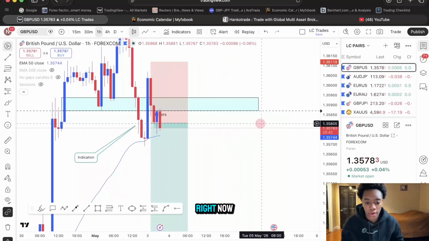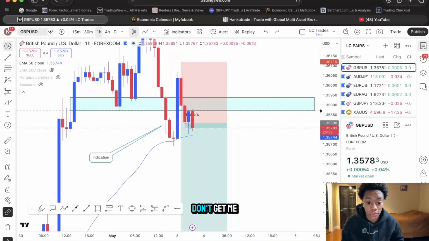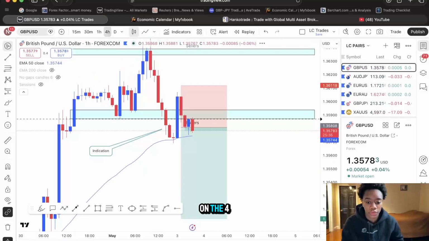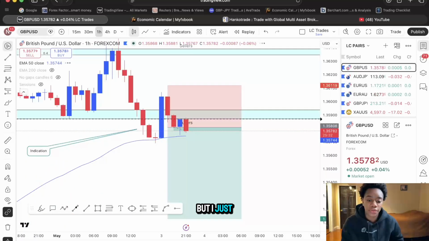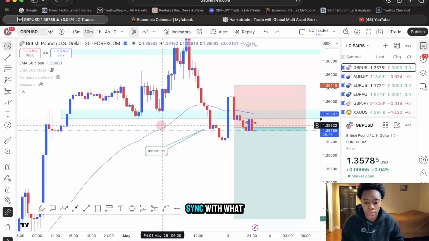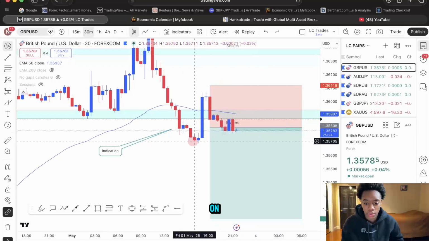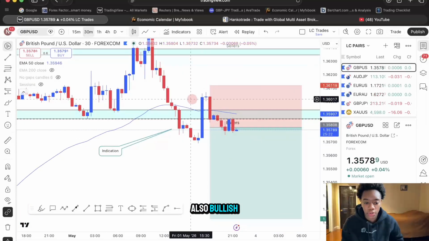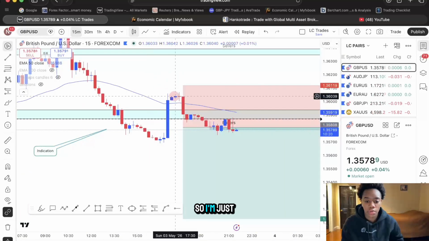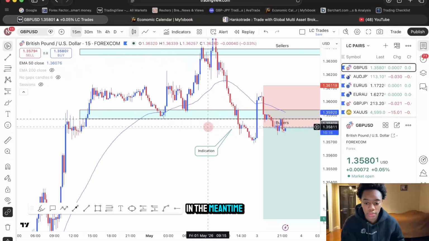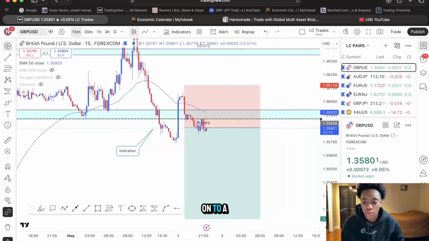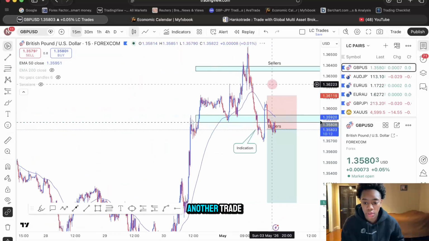Right now, it looks good. Don't get me wrong. On the 1 hour, it looks good. Let me see on the 4 hour. 4 hour looks good too, but I just rarely get into trades, and I really would like another time frame to be in sync with everything that's going on. Technically the 30-minute is also bullish, and the 15-minute is bullish. So I'm just gonna wait for them to shift structure. You feel me? In the meantime, let's go hop on to another trade.